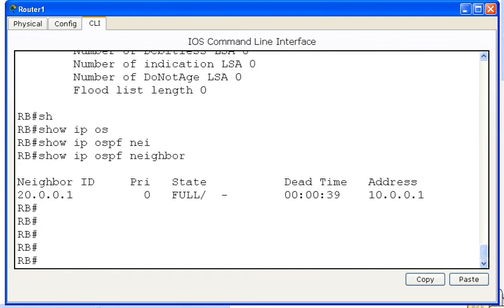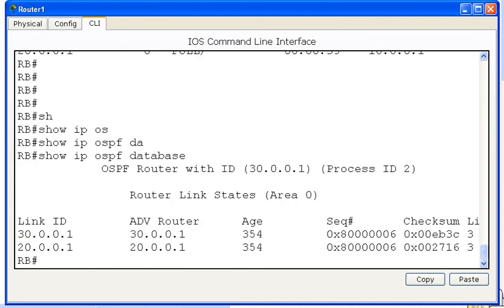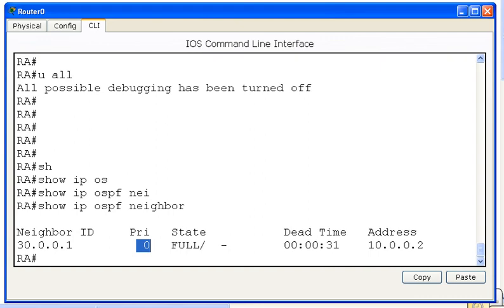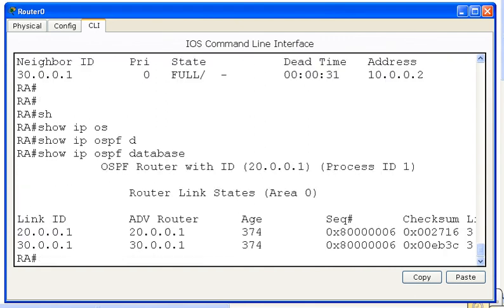How to see the topology table? Show IP OSPF database is the command, not topology. In EIGRP we used to type show IP EIGRP topology. Here it is show IP OSPF database. It shows all the database. What are all the networks present here? It has 20, it has 30. Only two networks, right? 20 and 30. 10 is in the link. Likewise, here also if you see show IP OSPF database, this also has 20 and 30 topology information.